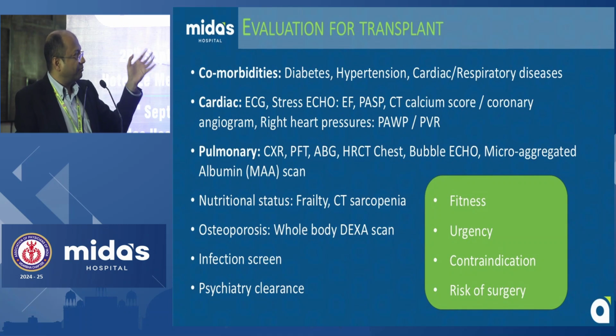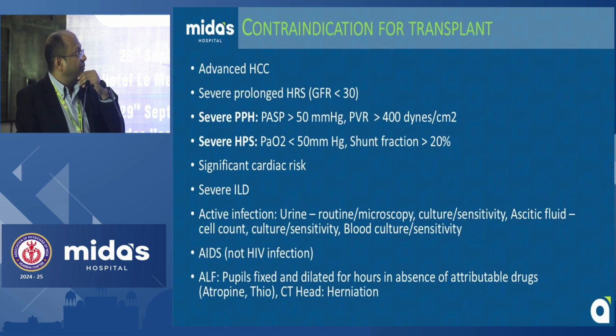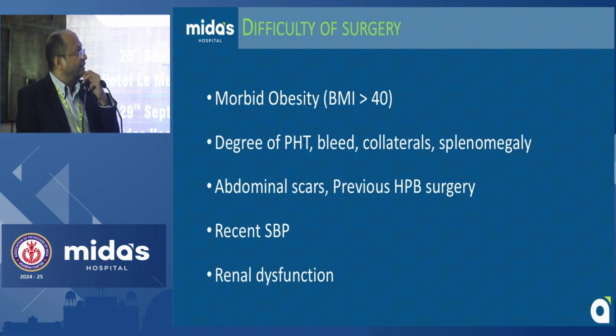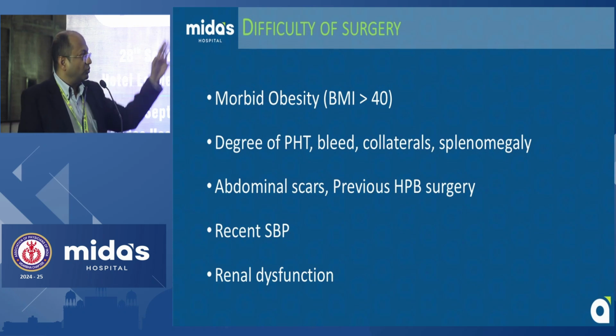So this is how we evaluate a patient for transplant. We do a detailed cardiac, pulmonary and fitness evaluation, and look at contraindications. Typically, if they have severe heart disease, severe lung disease, active infection, active psychological problems, or in acute liver failure, irreversible damage to the brain, we will not offer a transplant to them. We need to also determine the urgency of transplant, whether it's an emergency, an urgent transplant, or a routine transplant. And then you also have to look at how difficult the surgery is likely to be. So looking at all these parameters, we determine that.